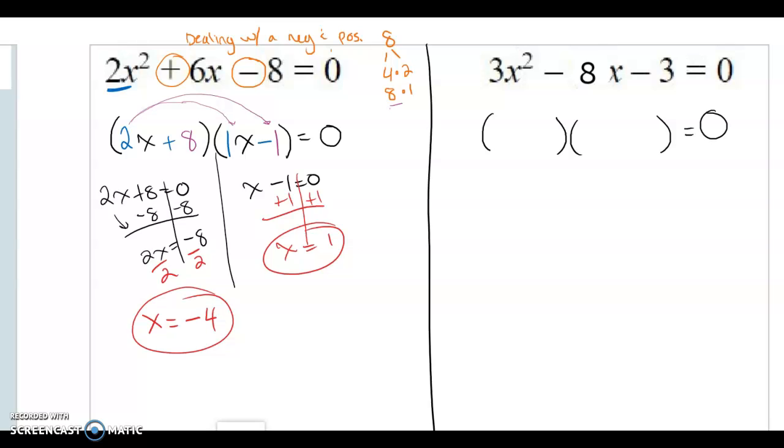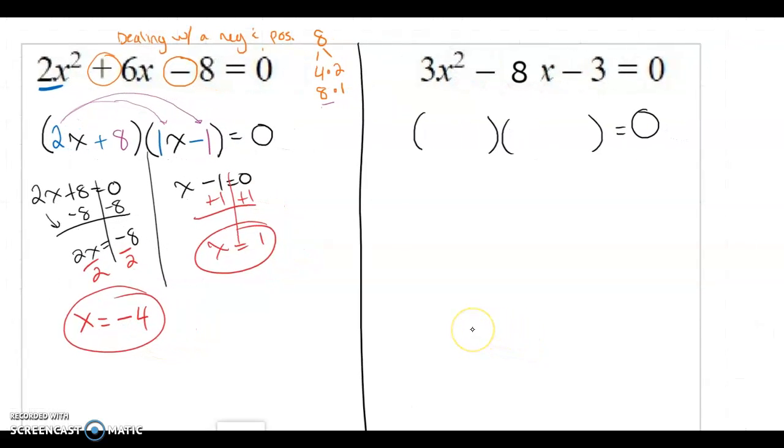I have a 3. Well, the factors of my 3 are 3 in itself. Okay, cool. So I know that I'm dealing with 3 and 1. Same thing with the 8 term over here. I'm dealing with 3 and 1. I always like to put the bigger number in the first set of parentheses, just to keep things organized, but you can do whichever you want. You can flip it backwards, but make sure when you distribute that you distribute correctly.